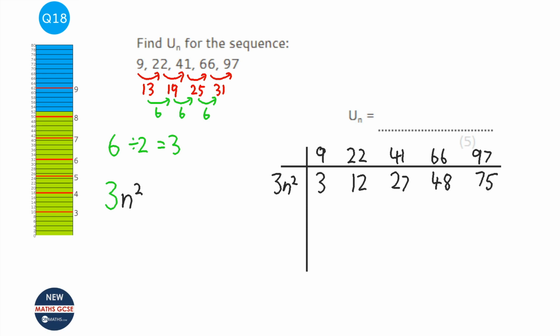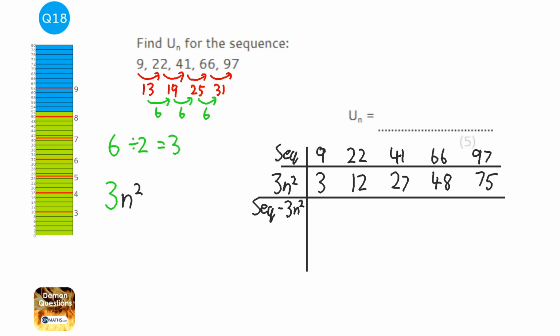Now what we want to do is take 3n squared out of our sequence. So if I call this sequence, we're going to do our sequence and we're going to take away 3n squared from it. So basically what I'm doing is I'm going to do 9 take away 3, which is 6, 22 take away 12, which is 10, 41 take away 27, which is 14, and I'm just going to keep subtracting them.